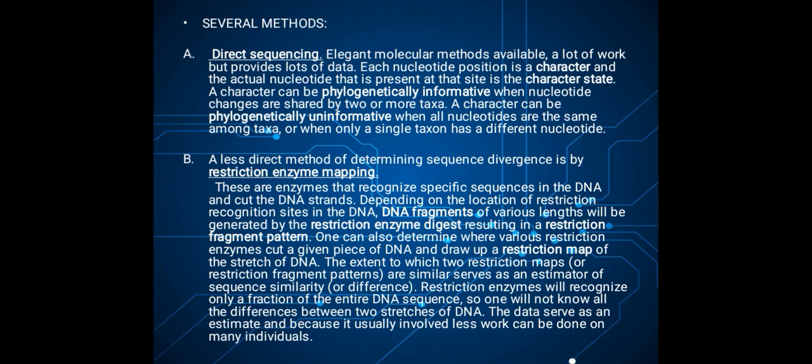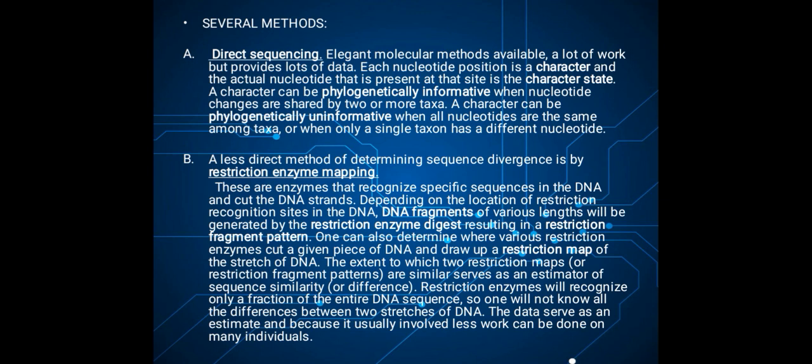Then several methods are there. Then direct sequencing. Elegant molecular methods are available. A lot of work, but it provides a lot of data. In direct sequencing, each nucleotide position is a character, and the actual nucleotide that is present at that site is the character state. A character can be phylogenetically informative when nucleotide changes are shared by two or more taxa. A character can be phylogenetically uninformative when all nucleotides are the same among taxa, or when only a single taxon has a different nucleotide.